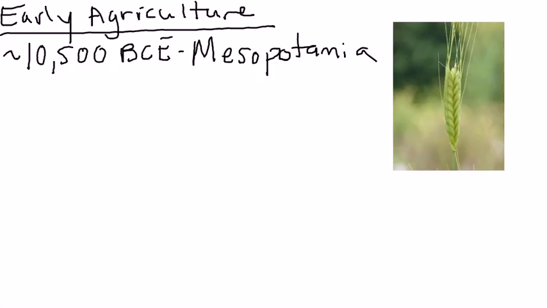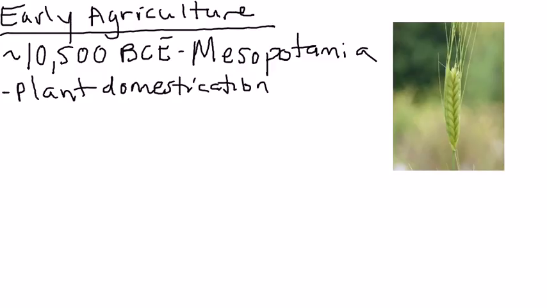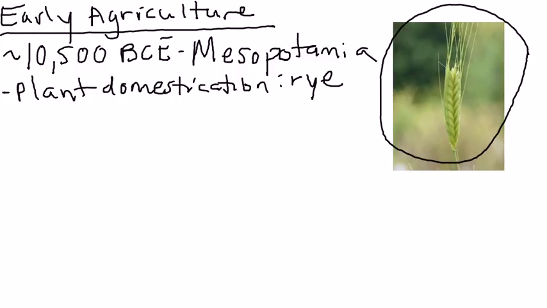So about 10,500 years ago, we see the first evidence of plant domestication, that of rye in Mesopotamia. Later on, they will also begin to grow einkorn, which is an early form of wheat, which you can see here in the upper right-hand corner, as well as barley.